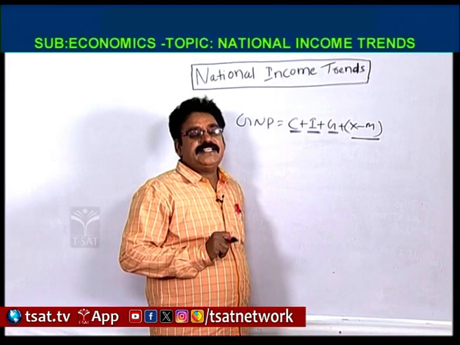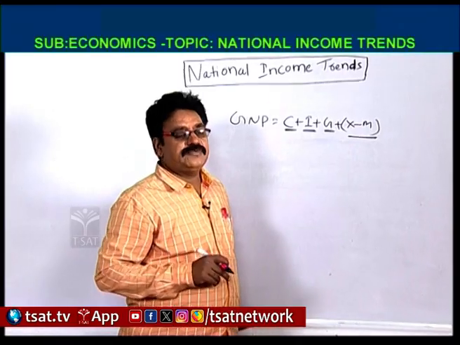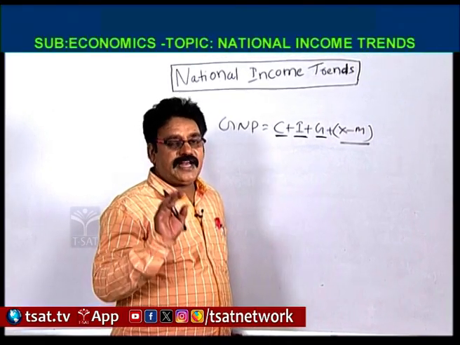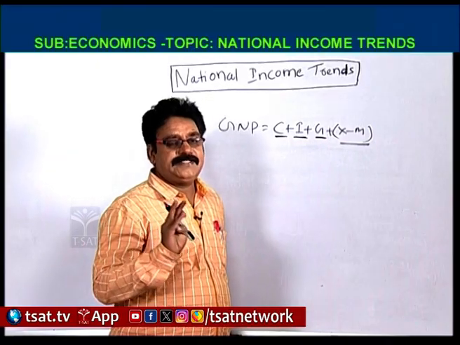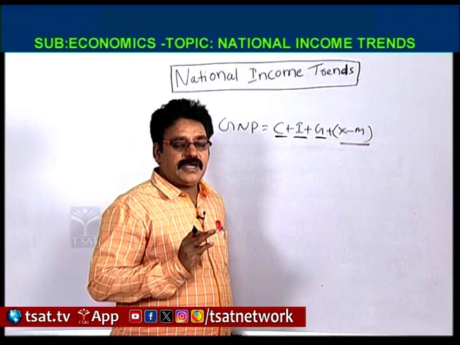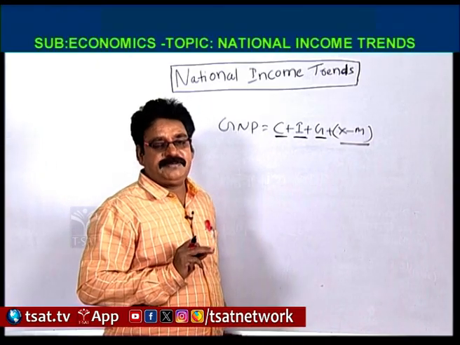Next question: the method by which the CSO estimates the national income. In the concept class we will discuss the national income calculating methods. We have three methods. One is the output method, that is called the production method. Another one is the income method. Another one is the expenditure method.